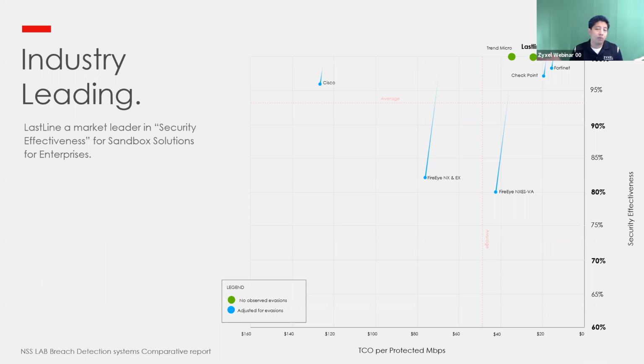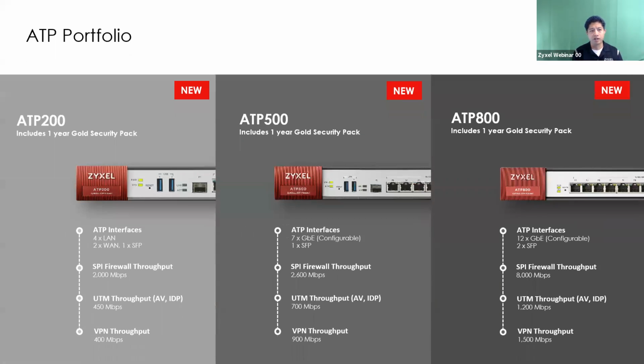And that's something that we've always kind of pitched about Zyxel. We take enterprise type solutions and bring it to the small business. We package it into a box that's affordable and used in an all-in-one. So Lastline is one of those market leaders in security effectiveness for sandboxing solutions, according to NSS Labs. So a lot of players that are there.